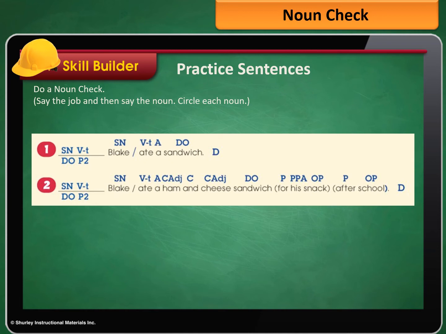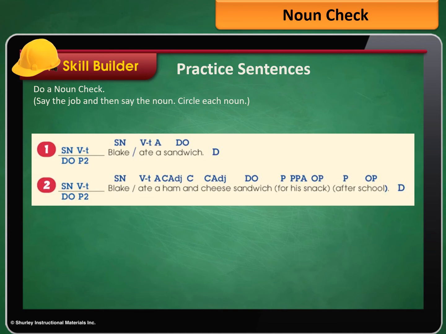As students continue to develop their knowledge, skills, and practice with direct objects, they will learn to include them when they complete a noun check. As they scan a sentence from left to right looking for noun job labels, students must decide whether the word beneath it is a noun or a pronoun. If it is a noun, it will be circled. If it is a pronoun, it will not be circled. Let's take a look at these sentences and recite the noun check together.